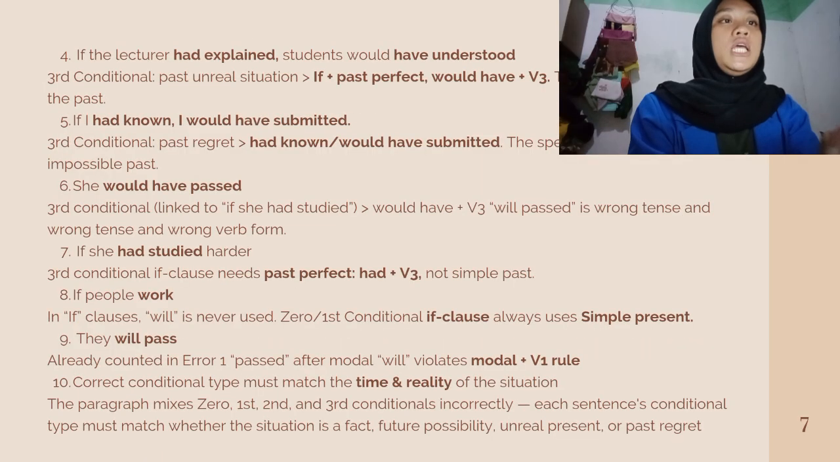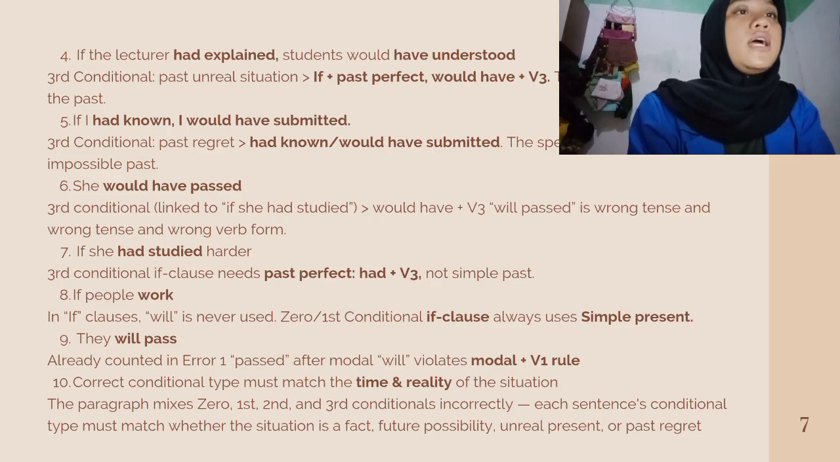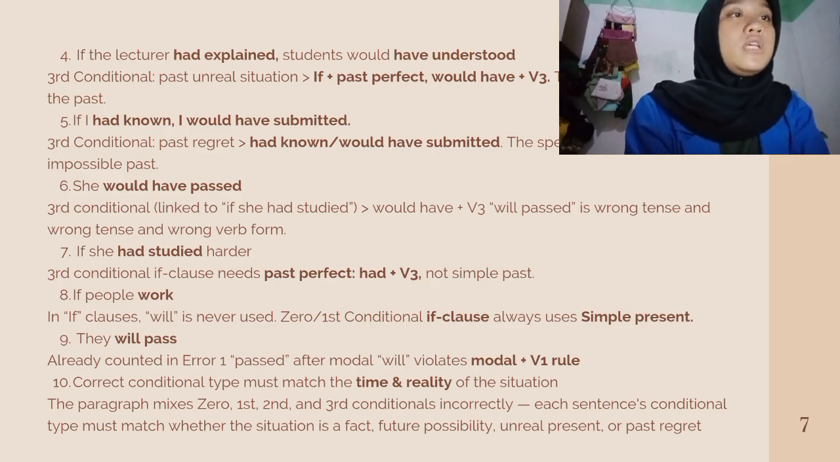Number 4, "if the lecturers explain, students understood" should be "if the lecturers had explained, students would have understood." This is a third conditional because the event did not happen in the past. Number 5, "if I know I will submit" should be "if I had known, I would have submitted." Third is the conditional for past regret.